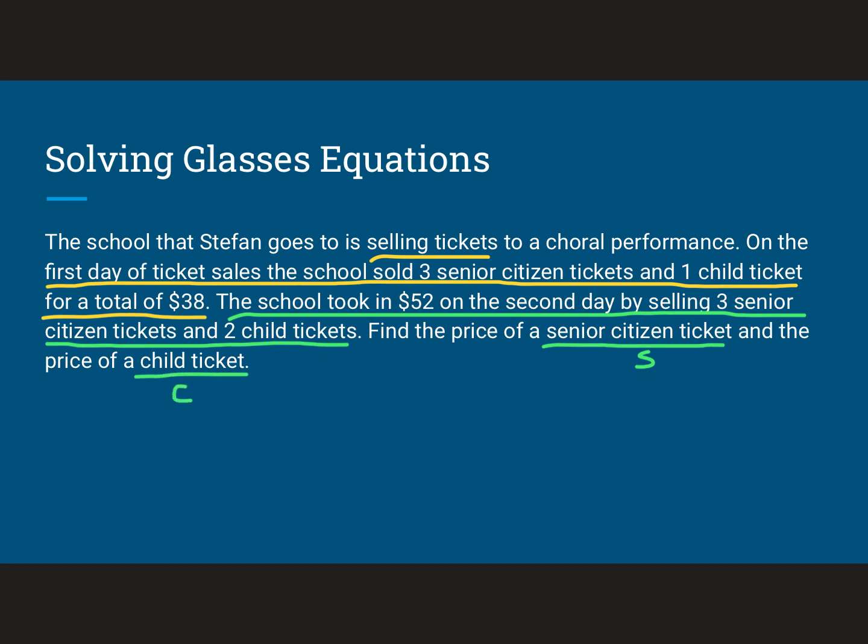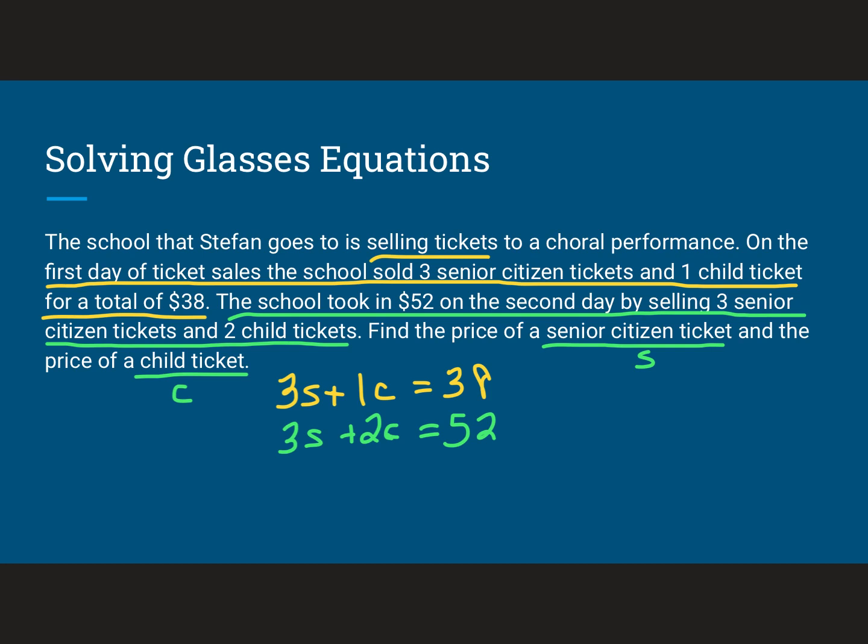So, let's write an equation for the first sentence I wrote in yellow. On the first day of tickets, I sold 3 senior citizen tickets. So, I have 3 senior citizen tickets and 1 child ticket. So, 1C for a total of $38. The second day, I'll write this one in green, they took in $52. So 52 is what they took in. They sold 3 senior citizen tickets and 2 child tickets.